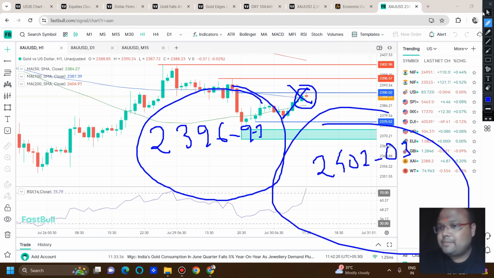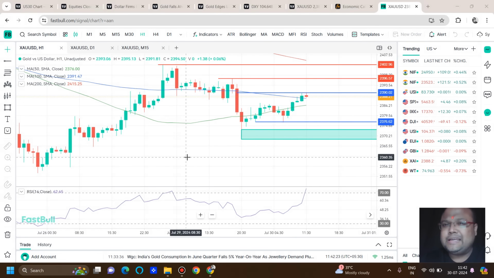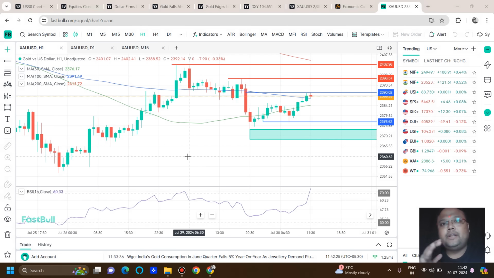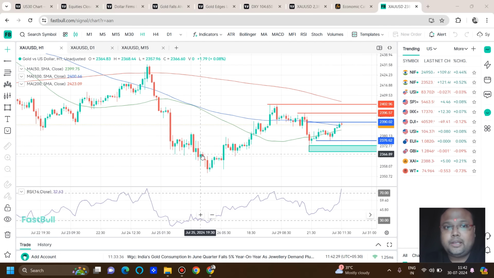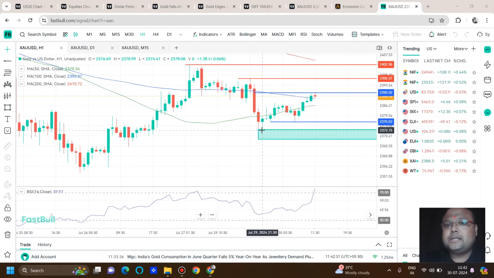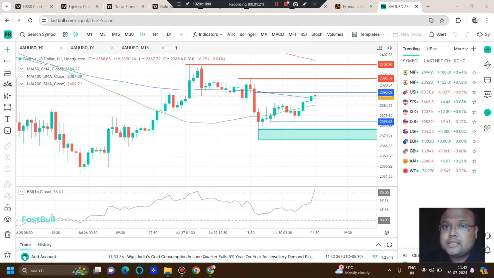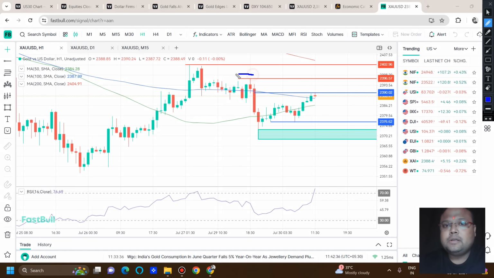And if the market goes up like this, do not expect a complete trend reversal. At least at first, try to target 40 pips. After 40 pips, if you see the selling pressure is high, then you can continue. So why are we considering 2396-97? We are considering 2396-97 because of the market going down from here.